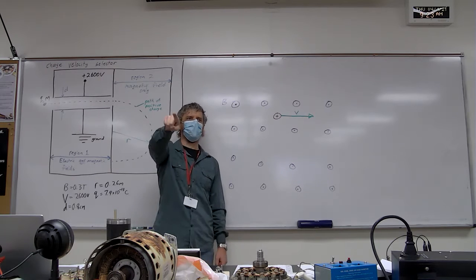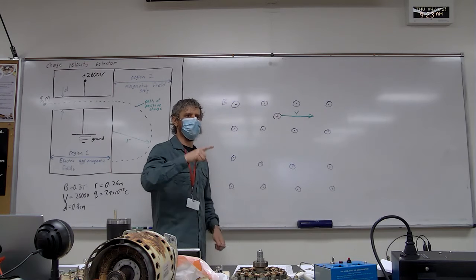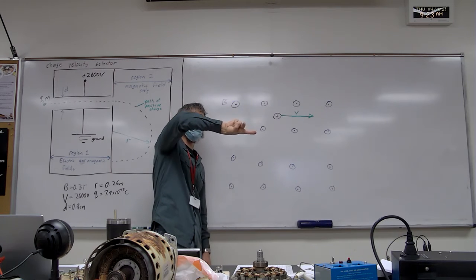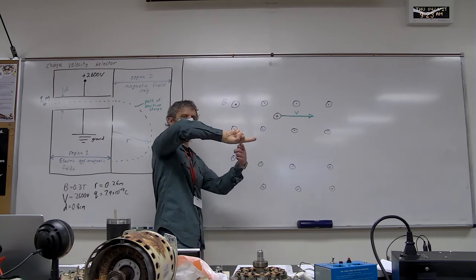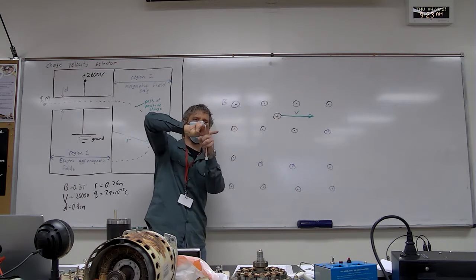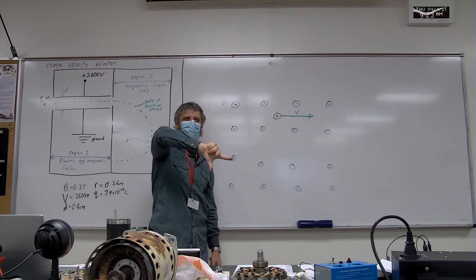Magnetic field's coming out towards you. Say that again? V cross B. Oh, it's going into... wait, no, it's going out. My middle finger's pointing at you guys. So it points down.